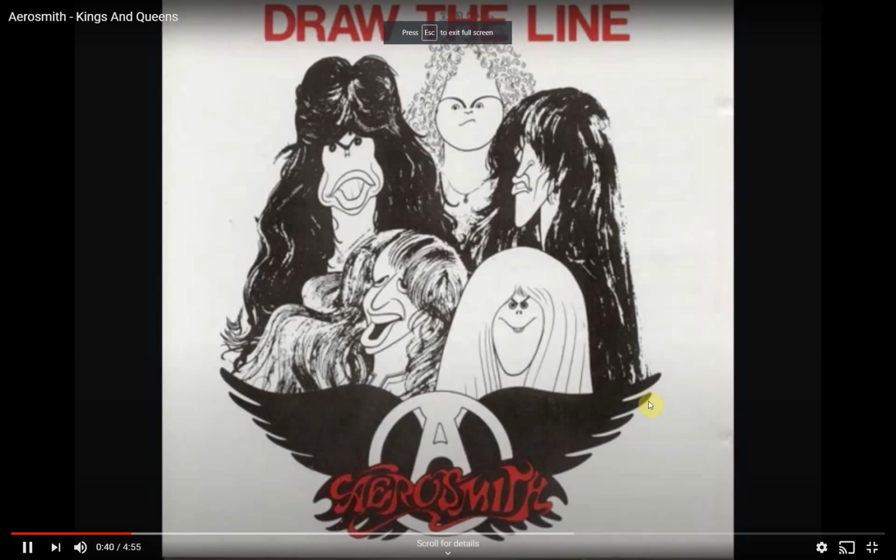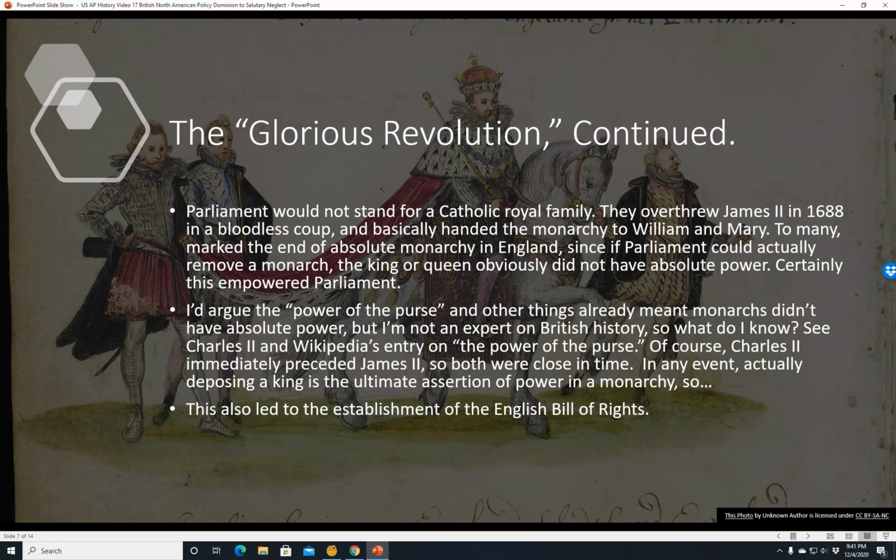Kings and queens and guillotines. The Glorious Revolution continued. Parliament would not stand for a Catholic royal family. They overthrew James II in 1688 in a bloodless coup, so they didn't kill him, and basically handed the monarchy to William and Mary. To many, this marked the end of absolute monarchy in England, since if Parliament could actually remove a monarch, the king or queen obviously did not have absolute power.